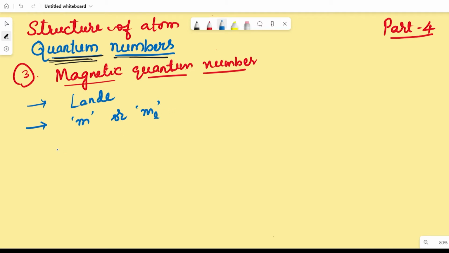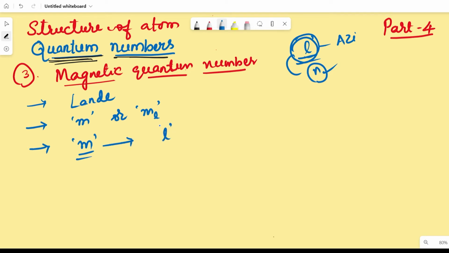See, earlier I explained that small l indicates the azimuthal quantum number, right? The small l value always depends upon the small n value, n meaning the principal quantum number. In the same way, here also the small m value, which means the magnetic quantum number value, always depends upon the azimuthal quantum number value. So what is the magnetic quantum number?